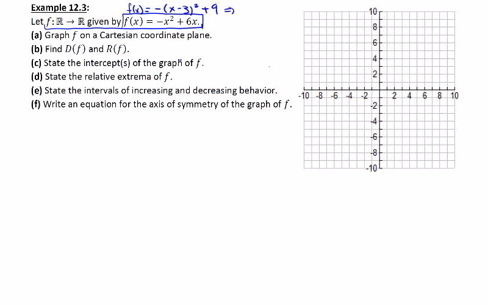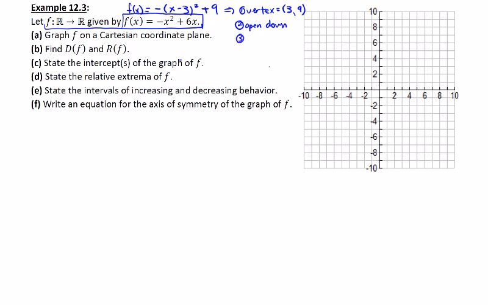So from there, we should be able to identify three things about this particular function. Number one, you should be able to tell me the exact location of the vertex. The vertex will be located at 3, 9. And the second thing we should be able to say is whether or not the parabola opens up or down. So here, the a value is negative 1. That would tell me that this parabola is going to open down.